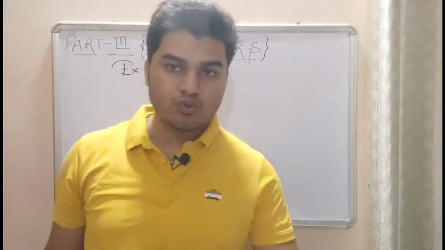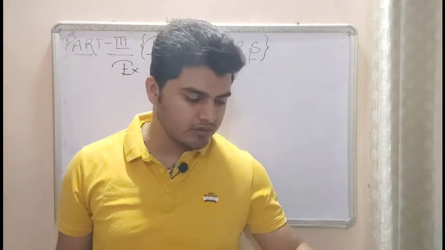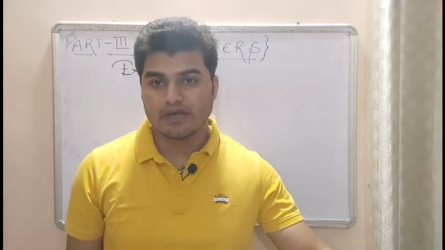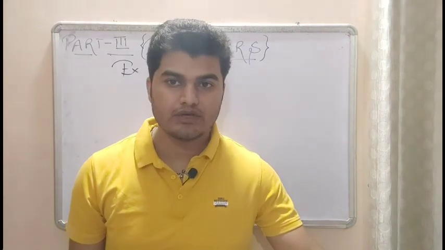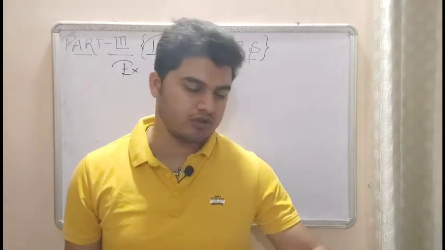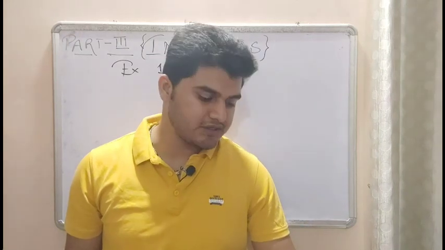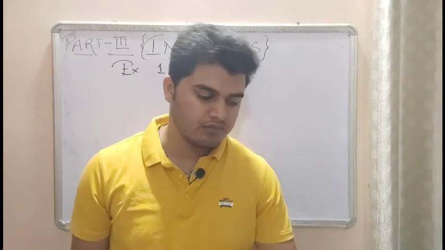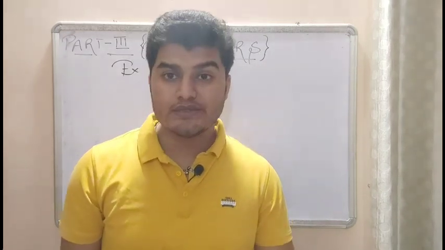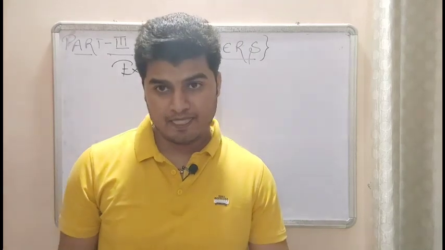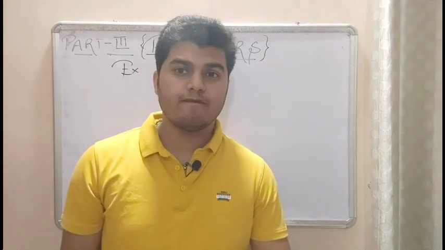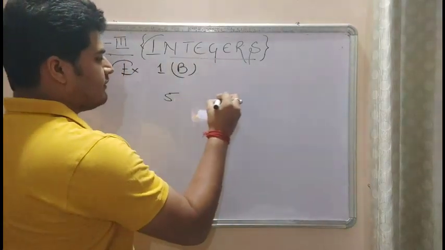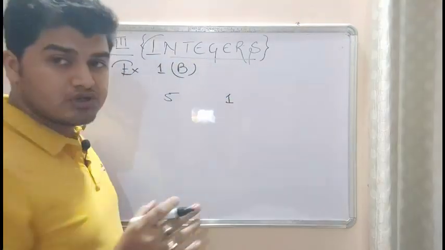Now the fourth one is true and false, right? So whether the statement is correct or not correct, according to that you have to mention whether it is true or false. The first statement says that the product of two integers is always greater than both the integers. Now what happens if we take 5 and if we take 1? Have you understood the question?